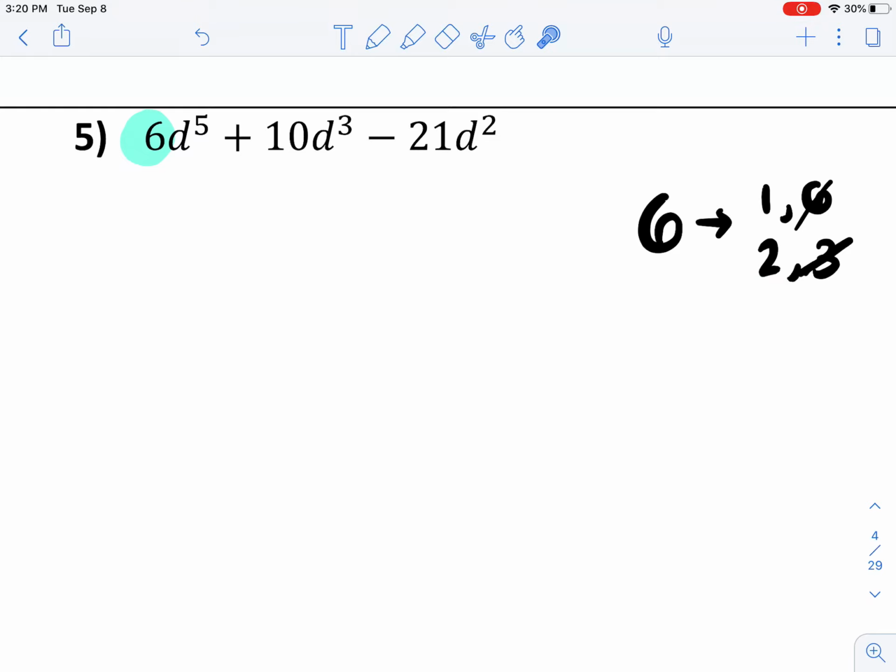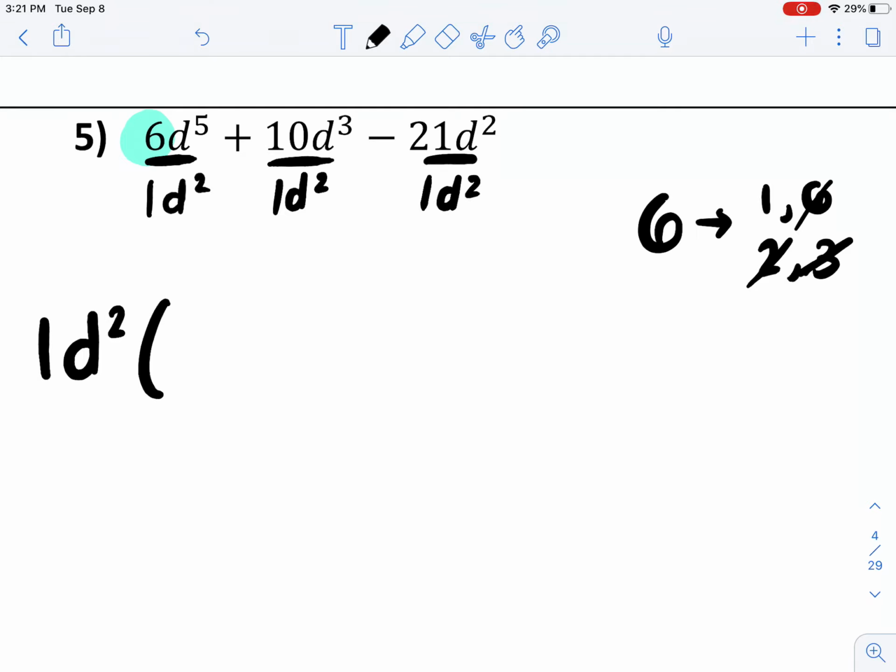So next up is 2. Well, I know I can divide 10 by 2, but 21 is not an even number, so I can't divide 21 by 2. So that's not going to work either, which means our GCF is actually just a 1. Now, you don't really technically need to put the 1 because dividing by 1 does nothing. So now let's just look at our variables because we still have to find the smallest exponent. So I've got 5, 3, and 2. 2 is our smallest exponent, so that makes our GCF d squared, or 1d squared if you want the 1 there.